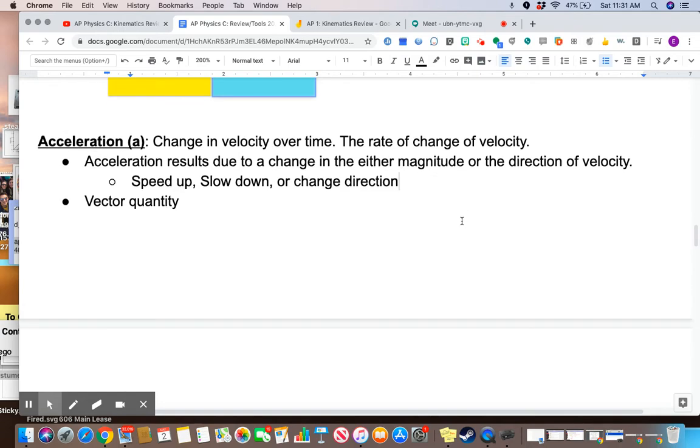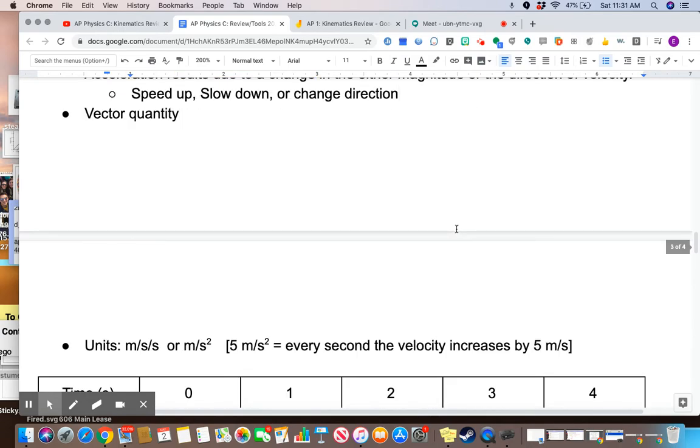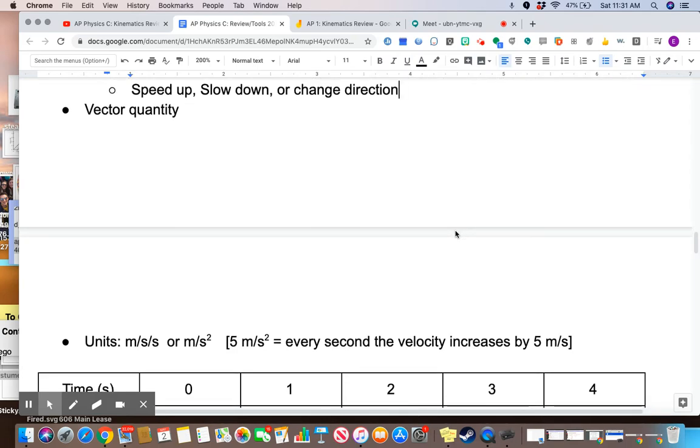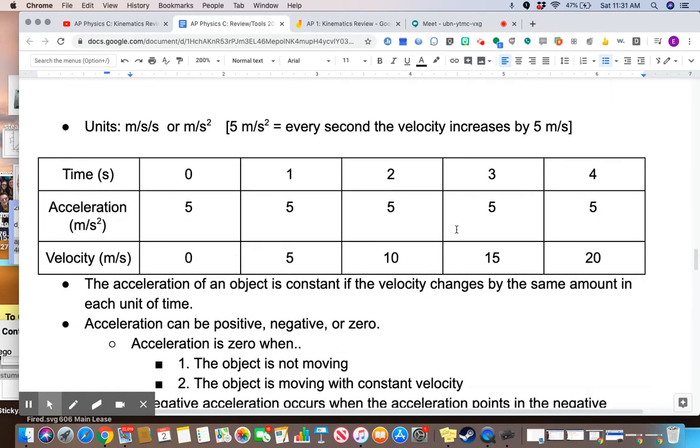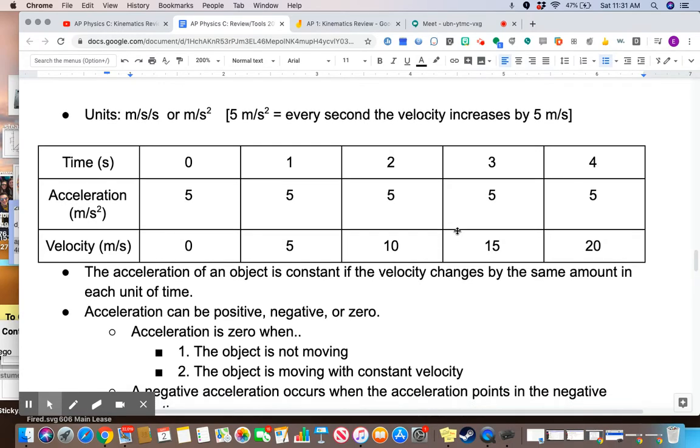So let's talk about situations in which we are speeding up or slowing down, and then when acceleration is constant. Units for acceleration are meters per second squared. So for example, if an object has an acceleration of 5 meters per second squared, that means that every second the velocity will increase by 5 meters per second. If instead our acceleration was negative 5 meters per second squared, then every second the velocity would decrease by 5 meters per second.